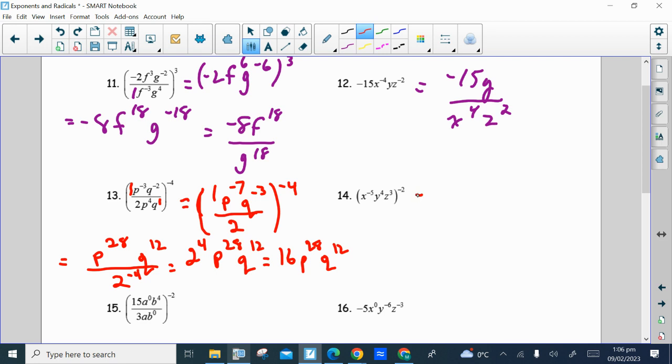Question 14. We can simplify a little bit because we have exponents inside the bracket, raised to the power outside. Cherry, what do we do to those exponents? Multiply them, and what happens to the bases? Stay the same. So this is x to the negative 5 times negative 2, which is positive 10. y to the 4 times negative 2, which is negative 8. z to the 3 times negative 2, which is negative 6. So when you multiply the exponents, that's where we're at.